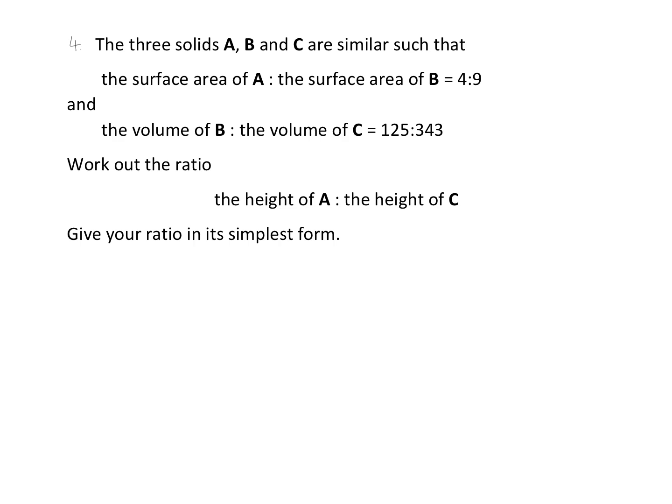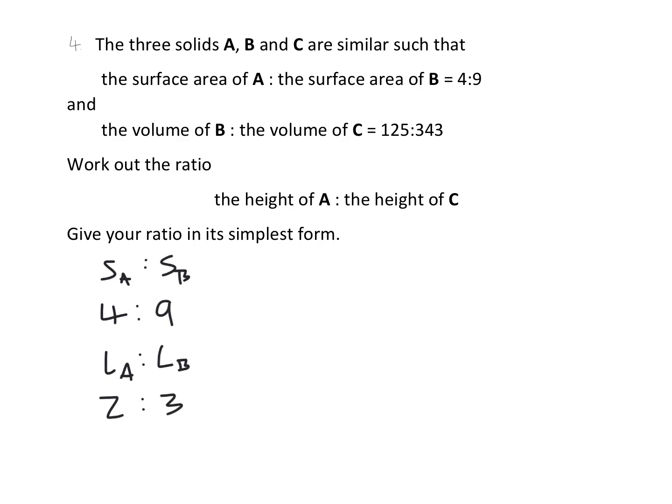Now, we have area, volume, and height, all different dimensions. So we need to be careful how we work with this. If we go with the surface area first of all, the surface area of A to the surface area of B, that one's 4 to 9. So I could work out the length ratio, the length of A to the length of B, by square rooting that, which would give you 2 to 3.